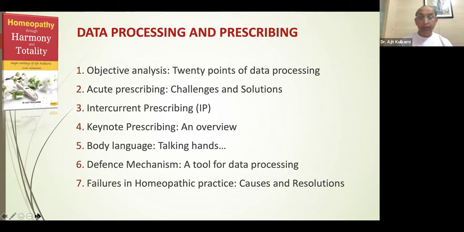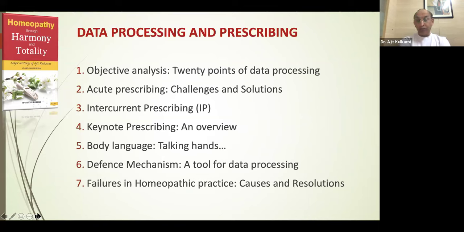Then there is a big, almost 40 pages article on acute prescribing, challenges and solutions. The third one is intercurrent prescribing, the so-called IP. I have given many indications of the IP. Then keynote prescribing and overview. Exactly whether PQRS is just homeopathy or something different, something deeper. Then body language, I am talking here only about talking hands.